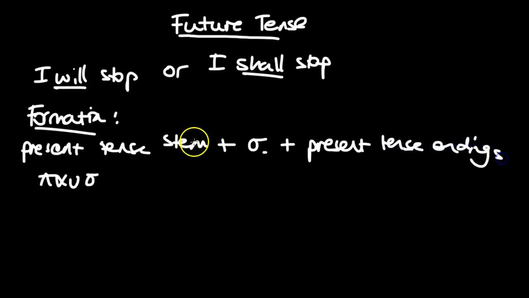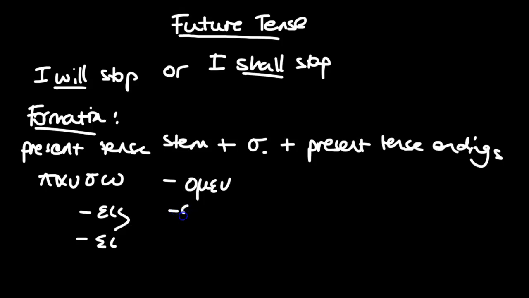So it's going to be pauso. And the other endings are obviously going to be eis, ei, omen, ete, ousi. So we've already discussed all of those endings. You should be very familiar with them by now. So I'm just going to go through them all. Pauso, I will stop. Pauseis, you will stop. Pausei, he will stop, or she will stop, or it will stop. Pausomen, we will stop. Pausete, you plural will stop. And pausousi, they will stop. Obviously, for all of these it could also be they shall stop, but I just used the example of will.